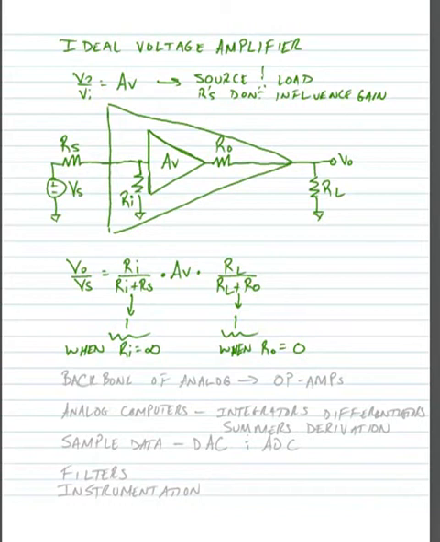We're going to find that ideal operational amplifiers are the backbone of analog design. And if you remember the properties of your ideal operational amplifier, the input resistance was very high and the output resistance was very low. Now, of course, in practice we can't get real ideal amplifiers, but we can come close. So we use op-amps as analog computers.